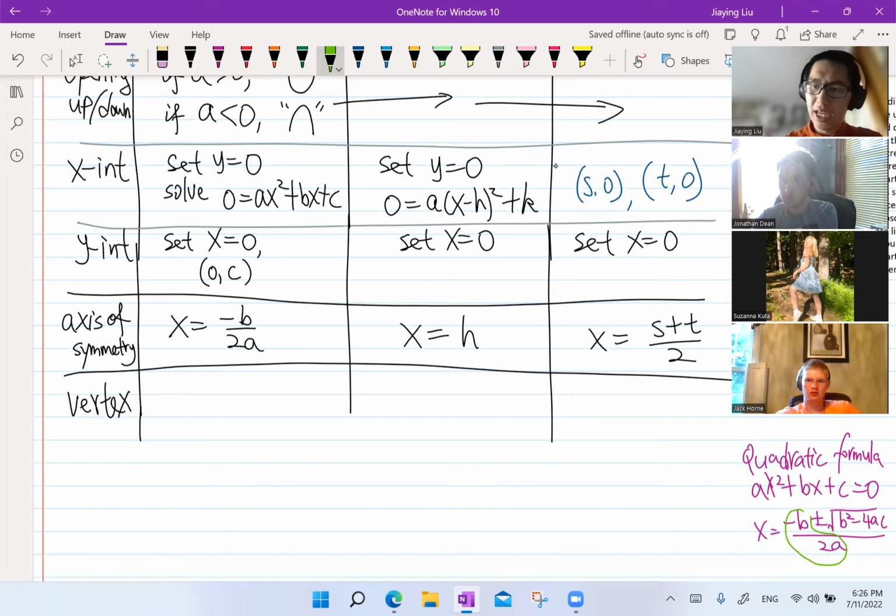If you notice, negative b over 2a is right there. So if we drop the square root, just drop that completely in the quadratic formula, under the plus or minus sign in front of it, what we end up with, negative b over 2a, that's the axis of symmetry. So if you already memorized the quadratic formula in the past, that's one way you can think about the axis of symmetry: just drop the square root and the plus or minus.